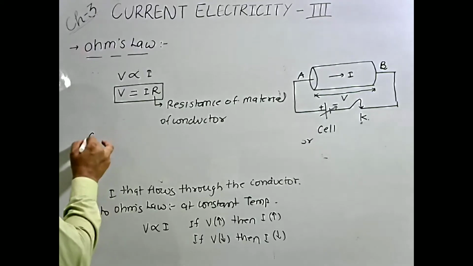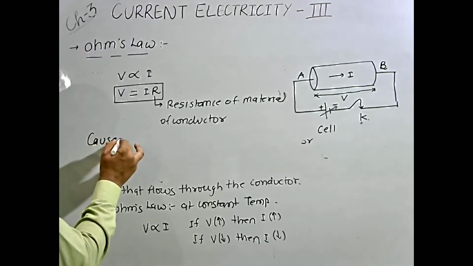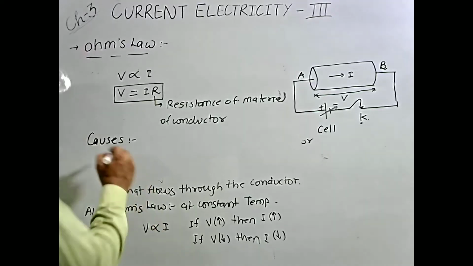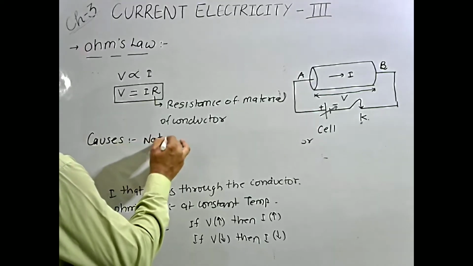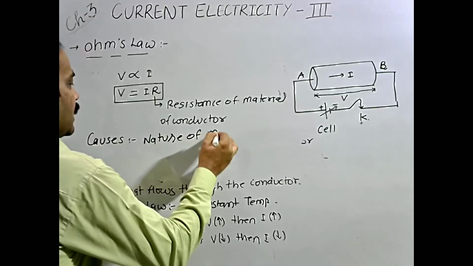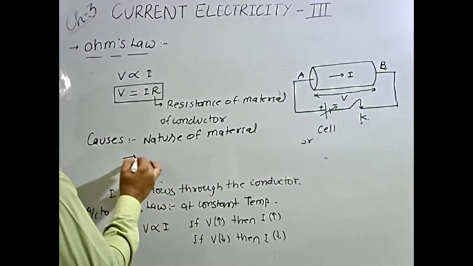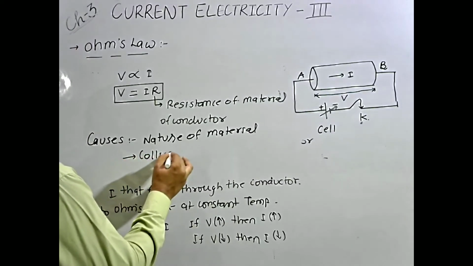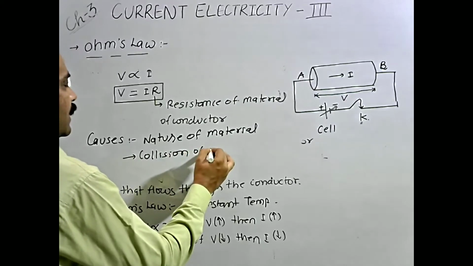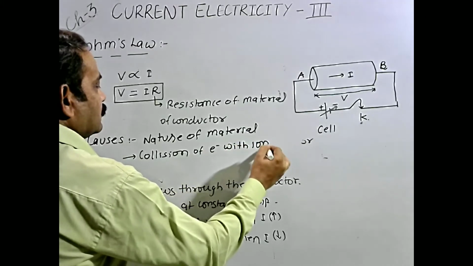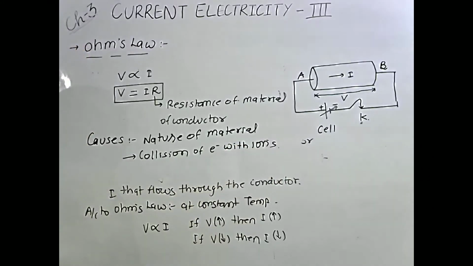What is the cause of this resistance, or causes of this resistance? It depends on the nature of the material, and second, the collision of free electrons with ions. Understand? So this is Ohm's law.